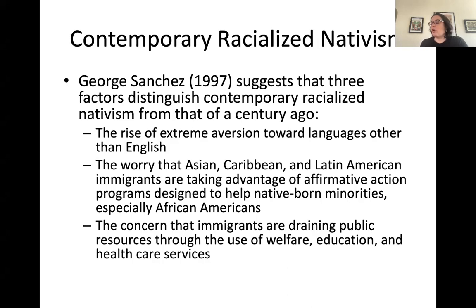The reading also talked about, how do we see contemporary racialized nativism? George Sanchez suggests that 3 factors distinguish contemporary racialized nativism from that of a century ago. You see this in the rise of extreme aversion toward languages other than English, the worry that Asian, Caribbean, and Latin American immigrants are taking advantage of affirmative action programs designed to help native-born minorities, especially African Americans, and the concern that immigrants are draining public resources through the use of welfare, education, and healthcare services. And I would also add this concern that we constantly hear about now of immigrants coming and taking American jobs.